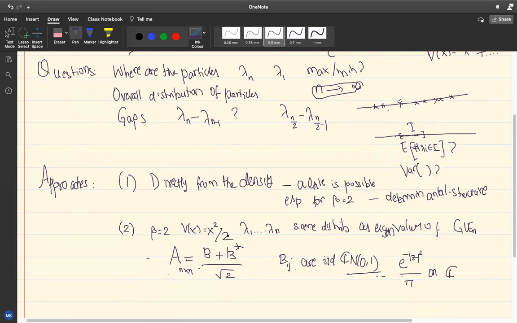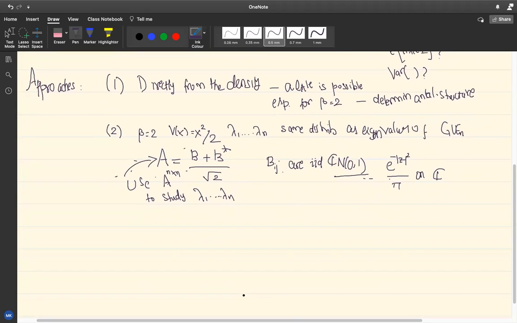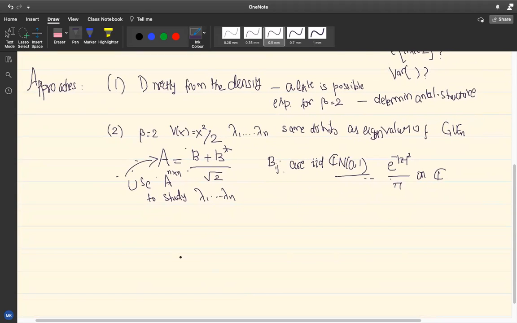Okay, so that is there. What is the use of that? You could hope to study lambda 1 up to lambda n using it. Okay, so that is possible, and this matrix is somewhat useful. I would say not very useful, but it is useful for some questions. For these questions, one can study it using the matrix.